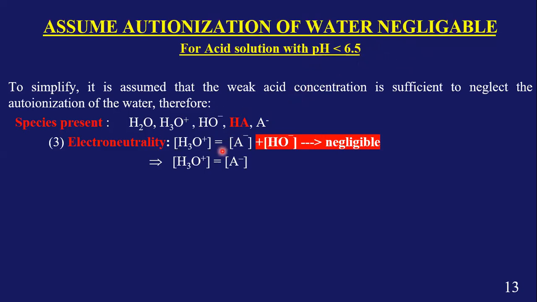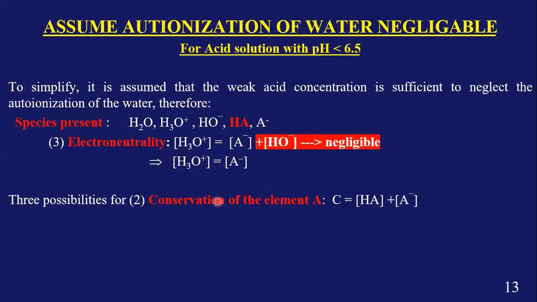All right, so if we neglect the autoionization of water, let's go back to the electroneutrality. Electroneutrality, we said, was H3O+ equals A- plus OH-. But if I neglect water, OH- is negligible, so I can remove it. That means H3O+ is always equal to A- in everything else that we do. So in everything from here on, H3O+ is equal to A-.